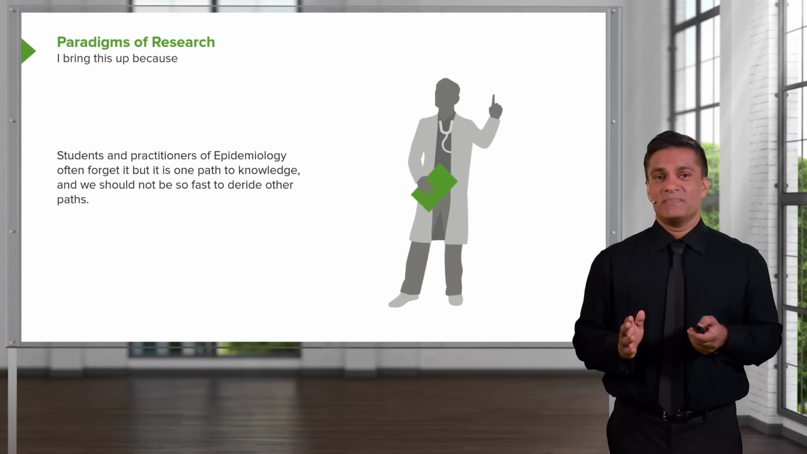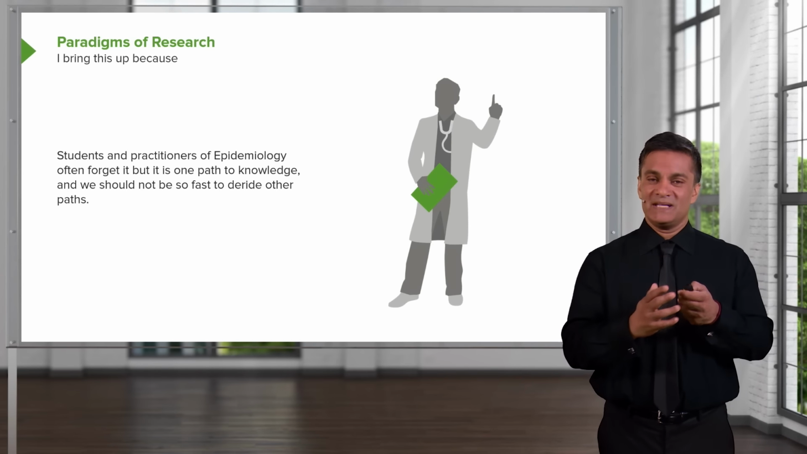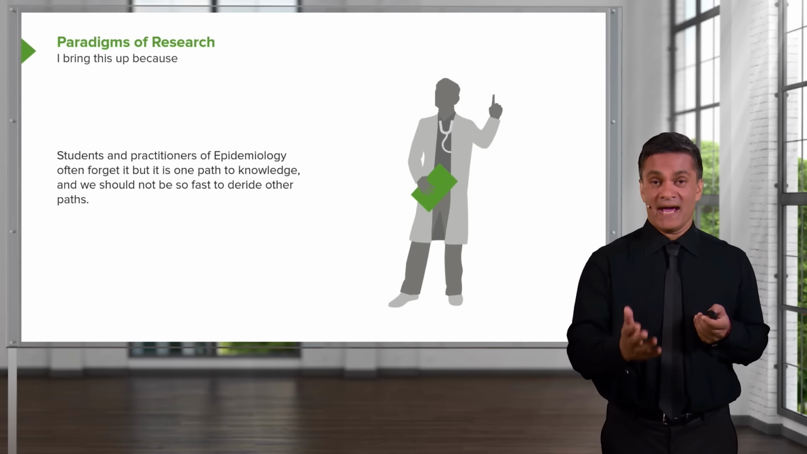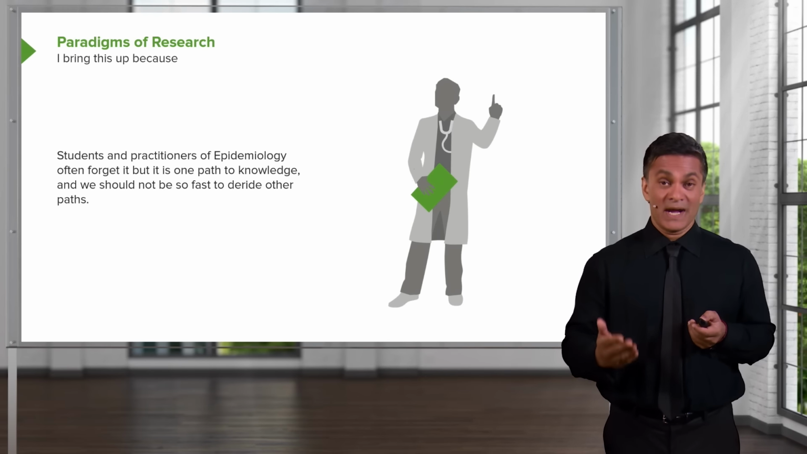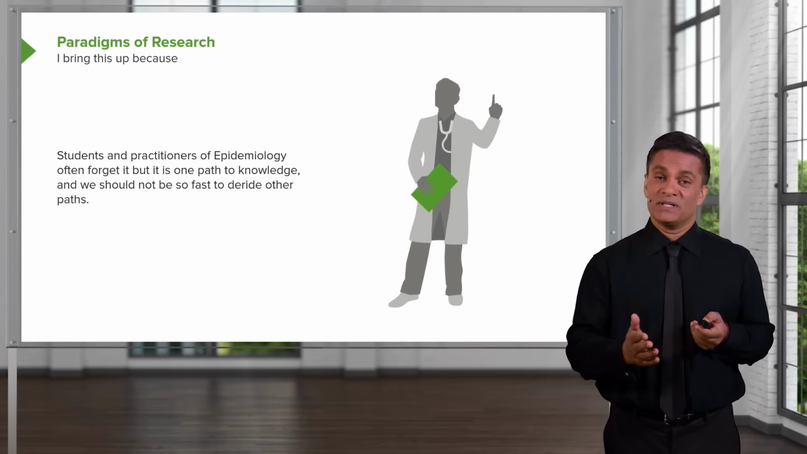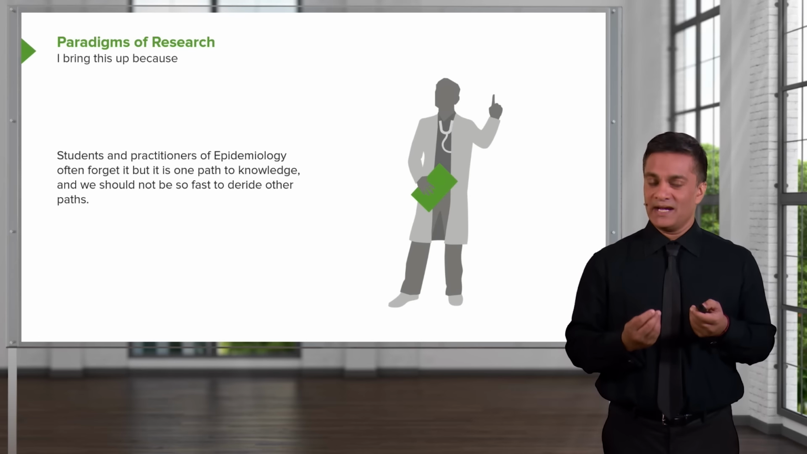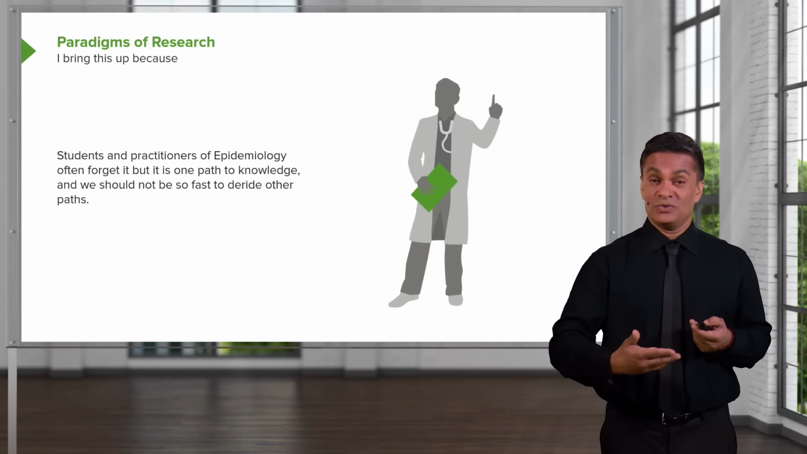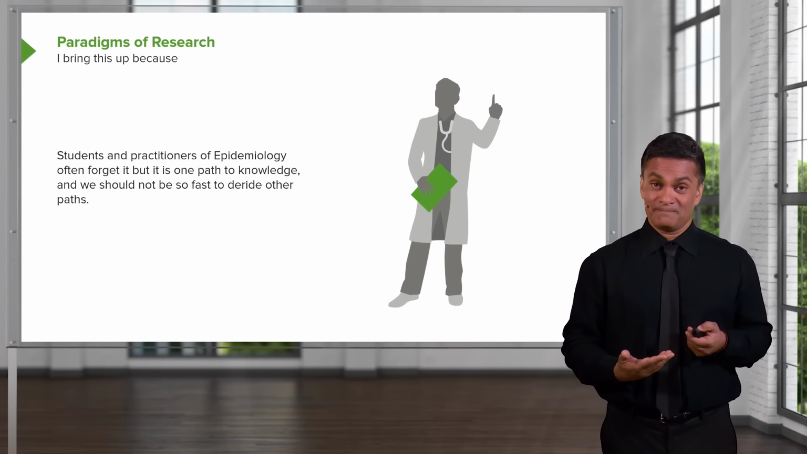I bring this up because it's important that we remember that epidemiology, and any discipline for that matter, is but one path to knowledge. There are a variety of paths to knowledge. Different disciplines have their own paths. It's important that we don't descend into arrogance when we consider the evidence that we choose to base our medical decision-making on.